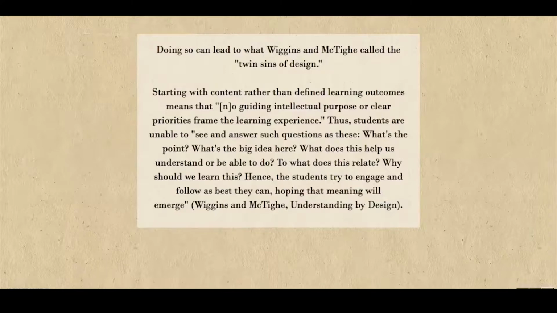If content is privileged above learning outcomes, it can lead to what Wiggins and McTighe called the twin sins of design. Starting with content rather than defined learning outcomes means that no guiding intellectual purpose or clear priorities frame the learning experience. Thus, students are unable to see and answer such questions as these.